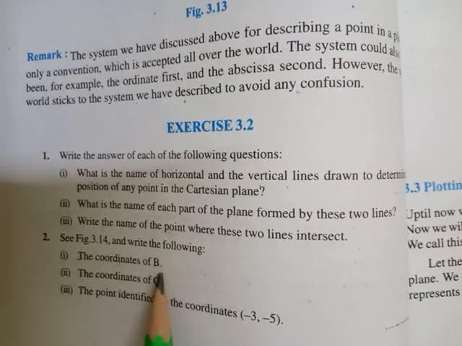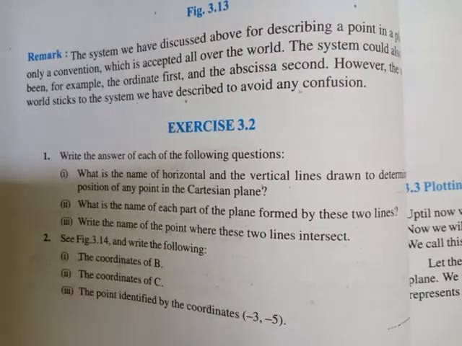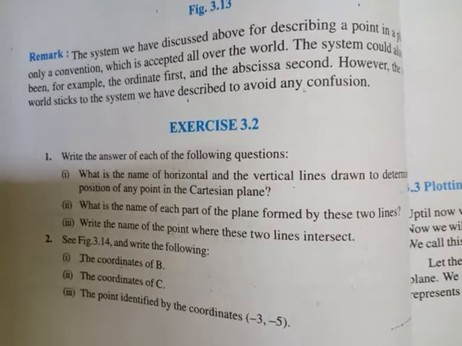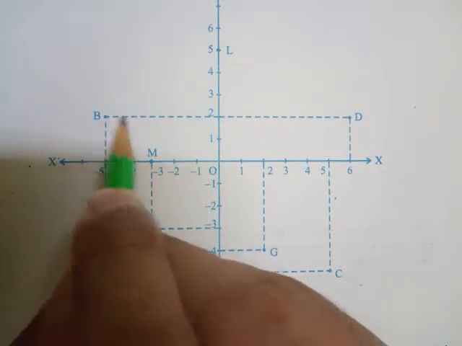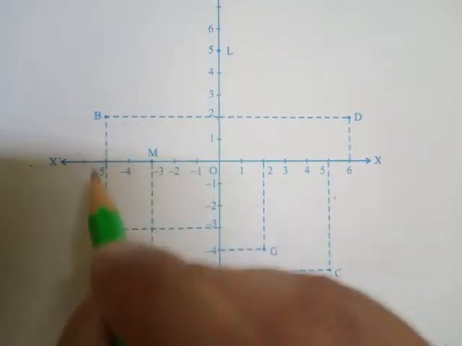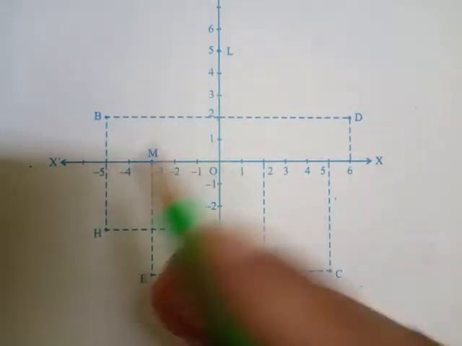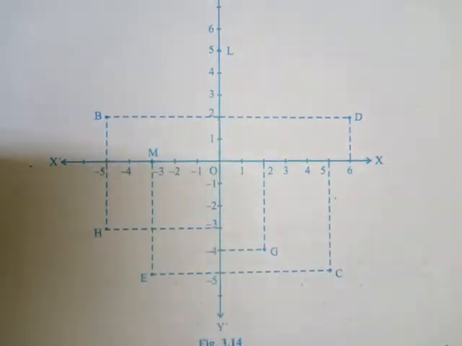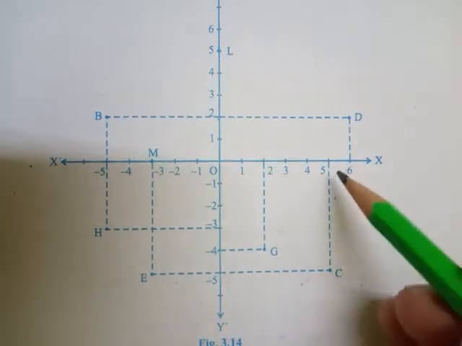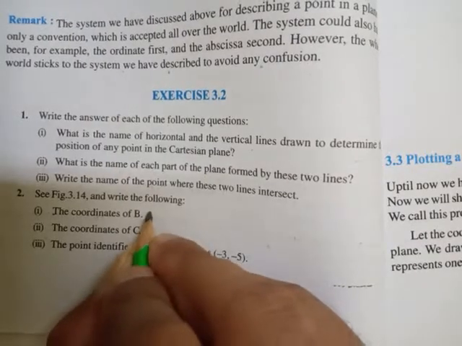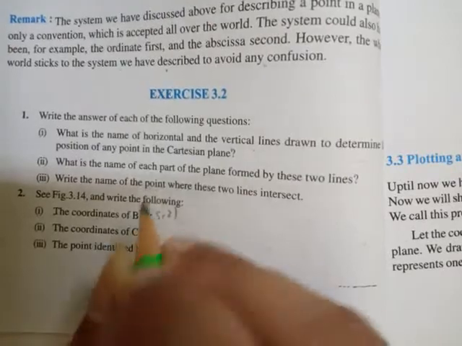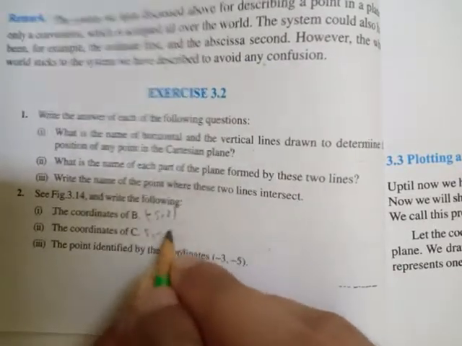First one, the coordinate of B. Next one is the coordinate of C. Now look, what is the coordinate of B? Look here in the diagram. It is -5 and 2. So coordinate of B is -5 and 2. Now the coordinate of C. Look here, this is 5 and this is -5, which means coordinate of C is 5 and -5. I am writing here: coordinate of B is -5, 2, and coordinate of C is 5, -5.